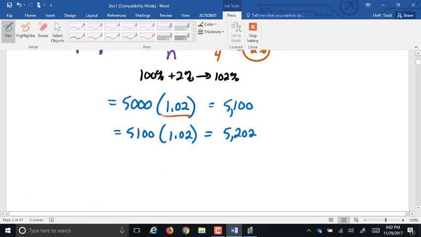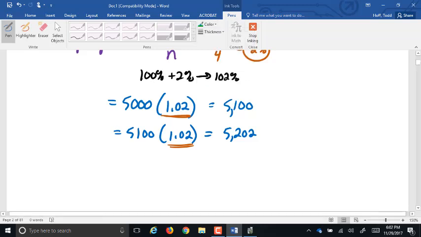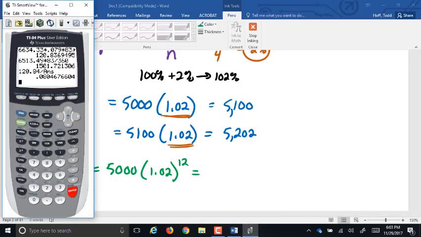So now all we have to do is multiply by 1.02 to get the ending balance at the end of each quarter. How many times do we have to multiply by 1.02? 12 times. In math, do we have a mechanism for multiplying by the same number over and over again? It's called the power. 5,000 times 1.02 to the power of 12 is 6,341.21.